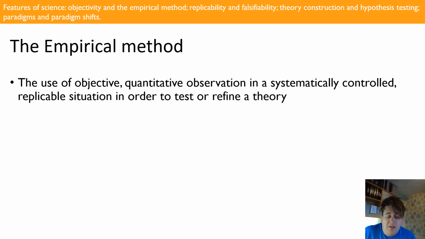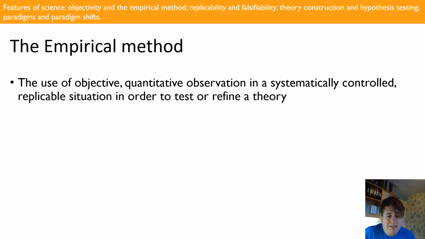In terms of the empirical method, it's basically the scientific method, which quite a lot of people refer to. So this is the idea that we should remain objective. It should be objective methods that we're using if we're going to class ourselves as a science. We should be using quantitative methods because this allows us to do lots of detailed analysis of our data. And it should be systematically controlled. So our extraneous variables shouldn't be going all over the place. Everything should be controlled as much as possible, and it should be replicable.